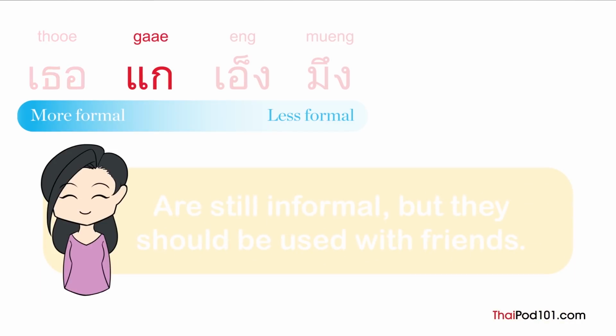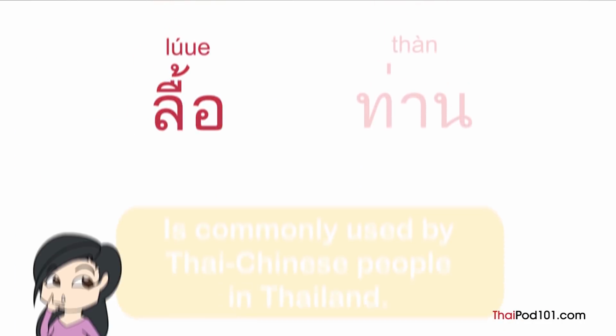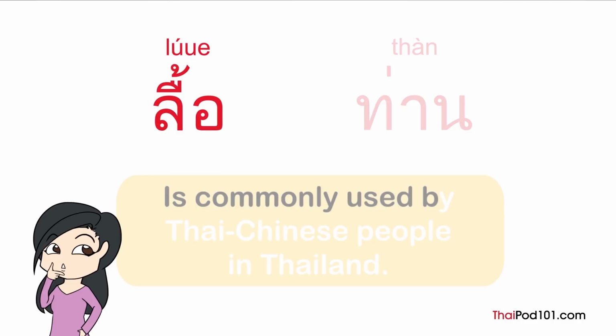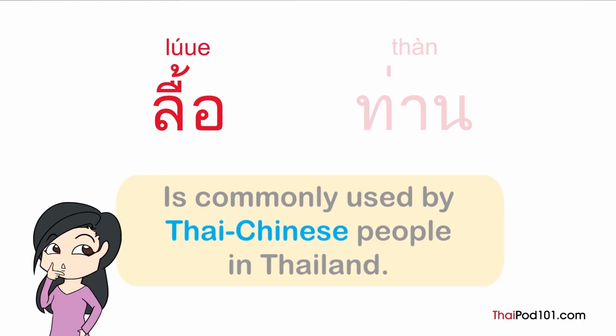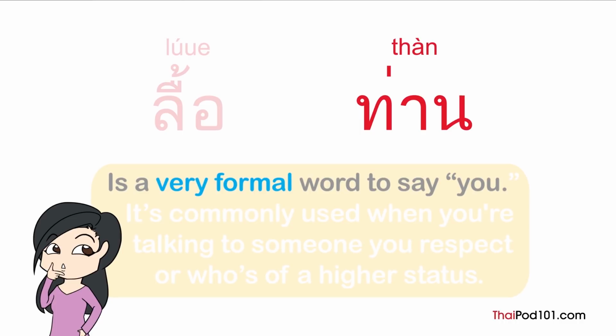แก and เอง are still informal, but they should be used with friends. หรือ is commonly used by Thai Chinese people in Thailand. ท่าน is a very formal word to say you.